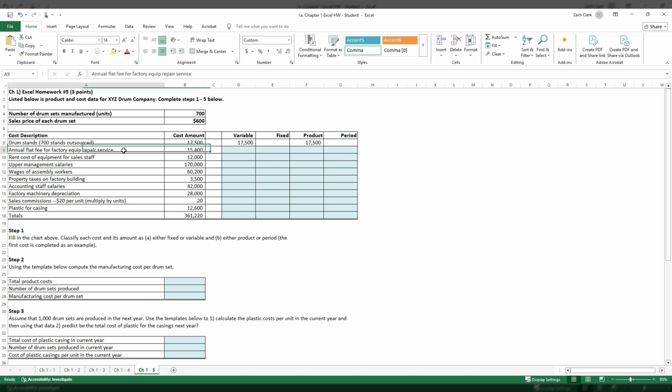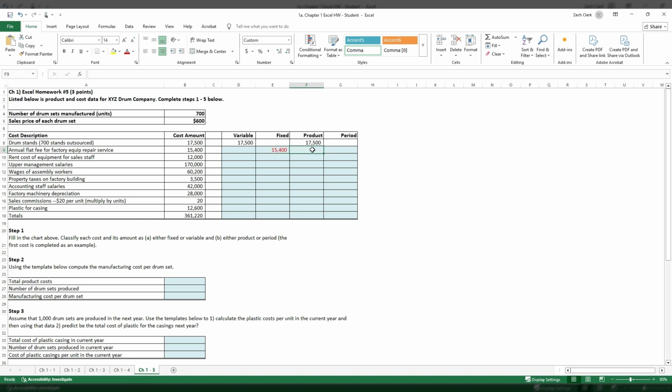Okay, so let's start looking at some of these and classifying here. For the first one, annual flat fee for factory equipment repair services, that's going to be fixed. It says flat fee, which is another way of saying it doesn't vary. We just pay this amount every year. And so that's a fixed cost. If you produce more, or less, you have to pay this one way or the other.